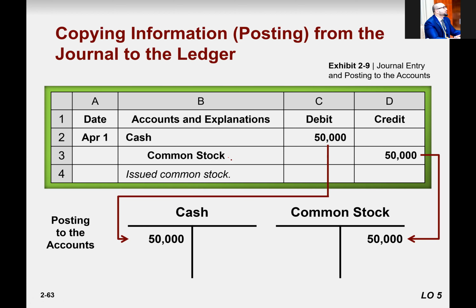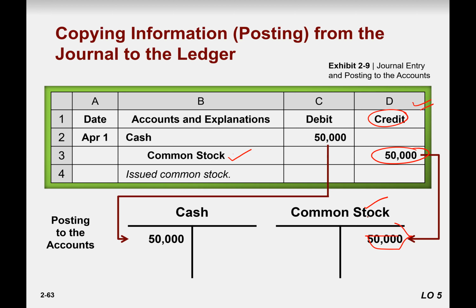So this is basically the account title. So this is the account title. And in account title, where it needs to be written, left or right, credit means the right side. So you just write it down on the right side. Right, guys?